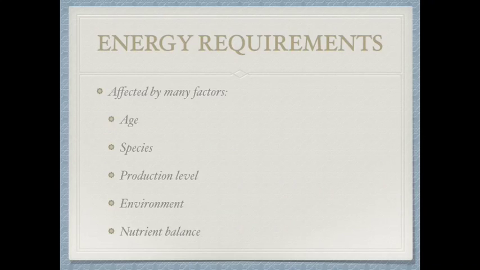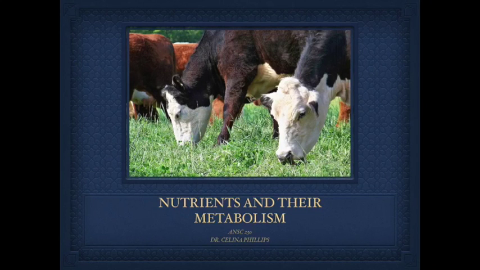When we talk about animals' energy requirements, they're also affected by a lot of different things. An animal's age, species, what level of production we're expecting from them, the environment around them, and the rest of the nutrients and how they're balanced all can affect how much energy an animal requires. When we delve into the animal requirements, we will be exploring how these different parameters can affect energy requirements in our animals of interest.